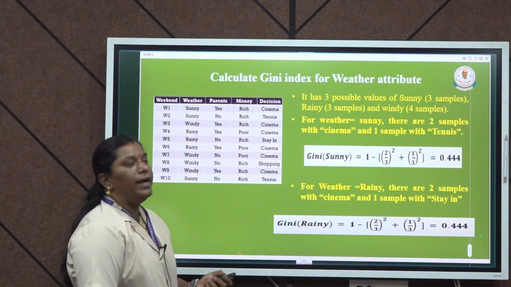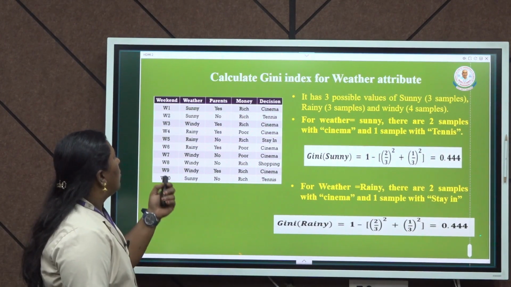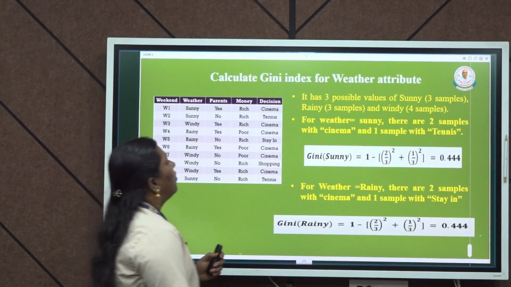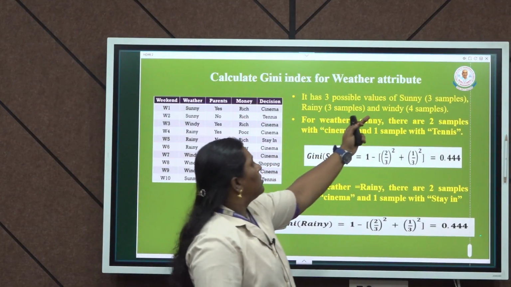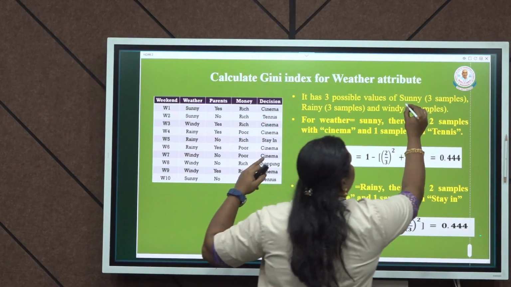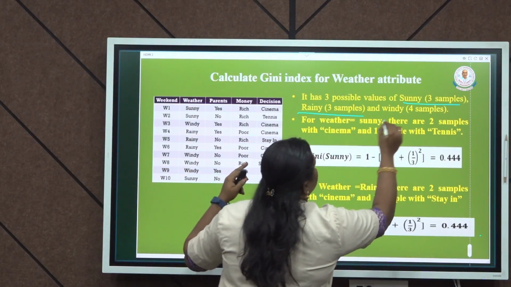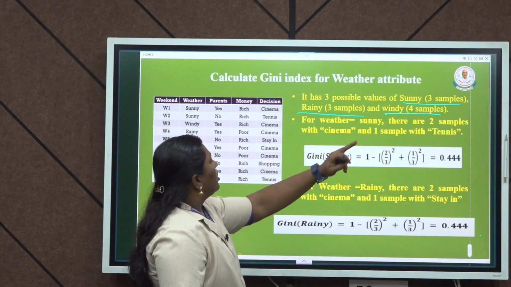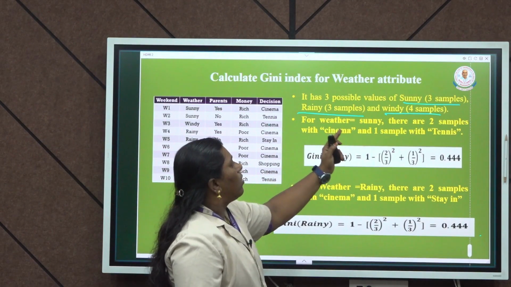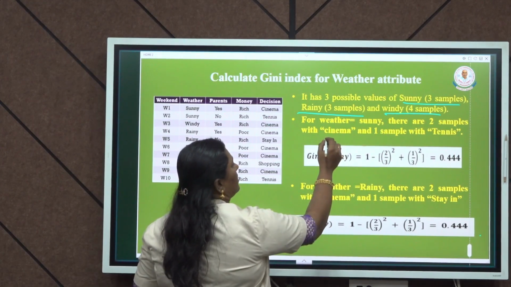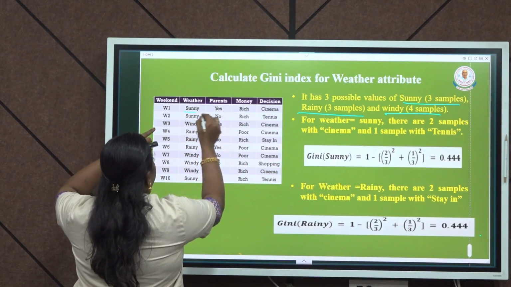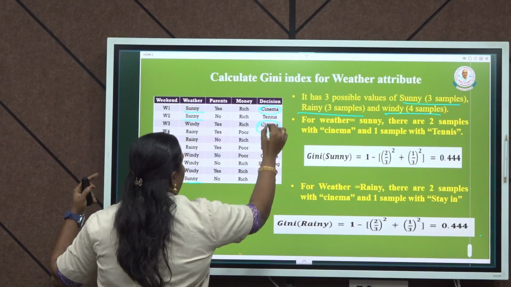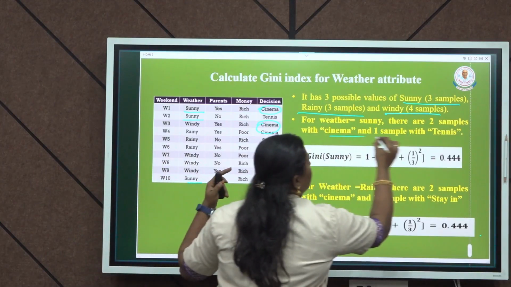Now, let us move on to the next attribute called weather. The weather attribute is holding 3 variables called sunny, windy and rainy. Sunny holds 3 samples, rainy holds 3 samples and windy holds 4 samples. When weather is equal to sunny, there are 2 samples with cinema and 1 sample with tennis, as we mentioned here.